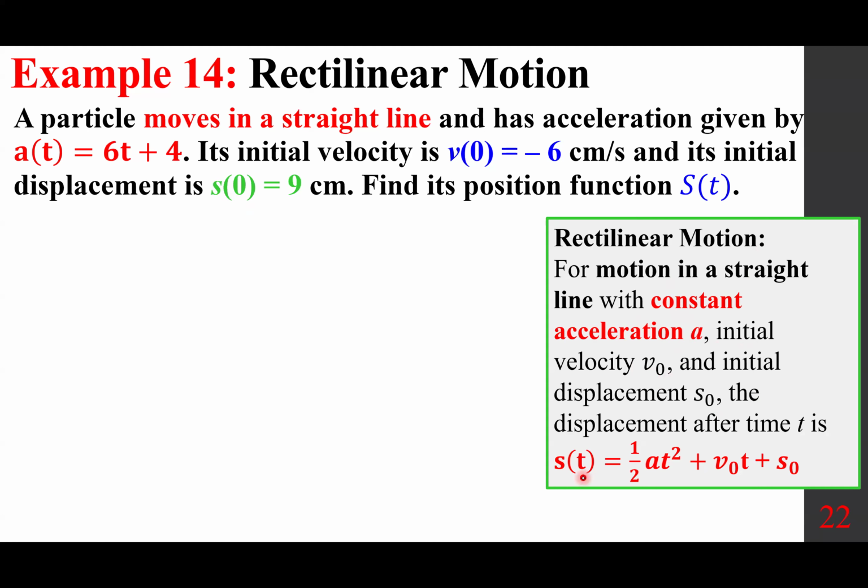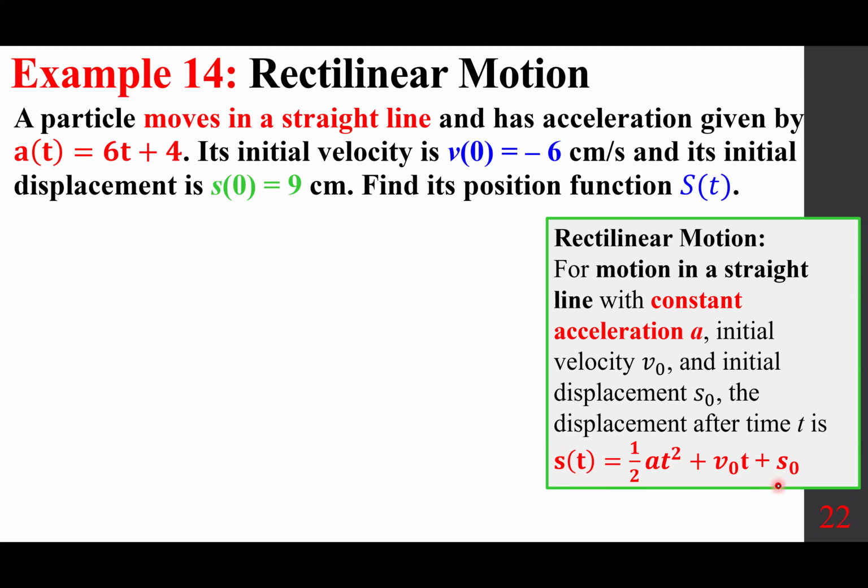the displacement after time t is s of t equals half of a t squared plus v0 t plus s sub 0. You may remember this from physics, but we are going to discuss that here, and this can be easily proved. You just start with this, and then you end up here. The acceleration is constant, with initial velocity, and you can integrate to come up with the answer.